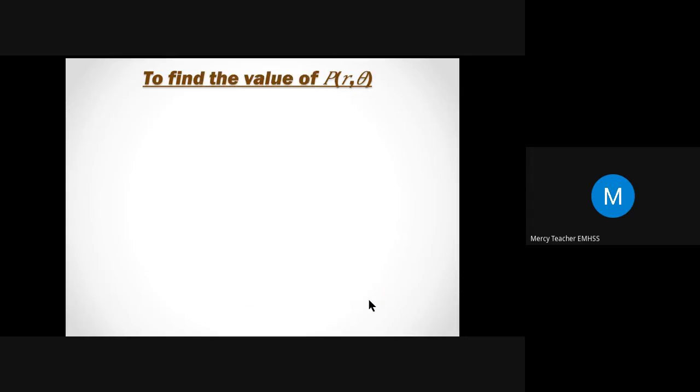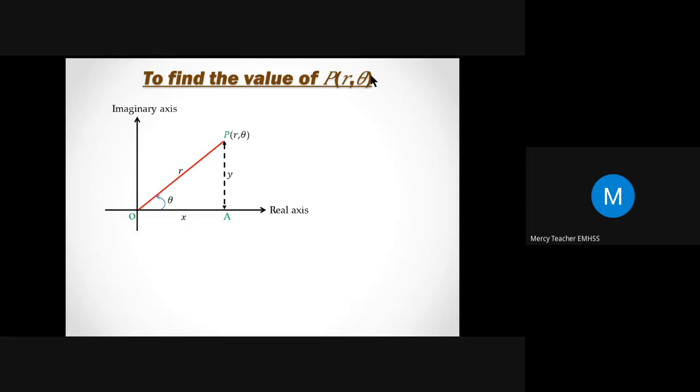Okay, next, we need to find the value of P of r comma theta. In the previous slide, we saw about r and theta. Now we are going to calculate P of r comma theta. Again, the same figure: real axis and imaginary axis, and the complex number which lies in the first quadrant, having r and theta, and also x and y. Consider the right angle triangle OAP.